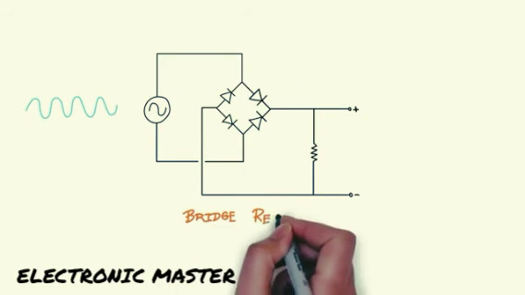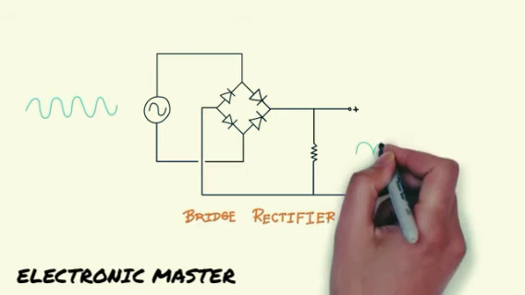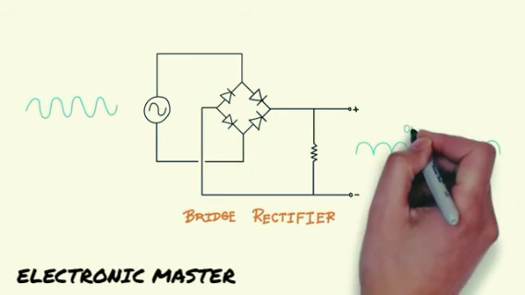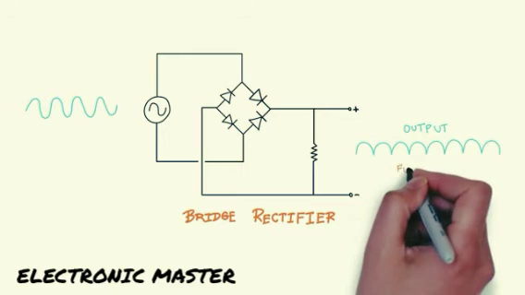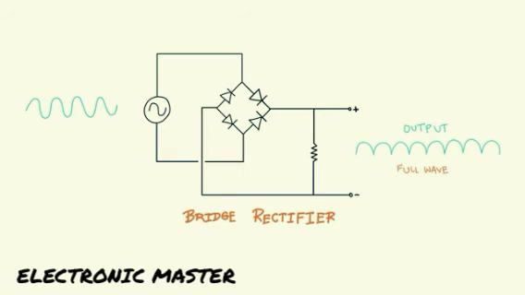This is called a bridge rectifier. A bridge rectifier is more efficient than a half-wave rectifier, in that it allows both halves of the AC wave to pass through. The negative half of the wave is inverted so it becomes positive.